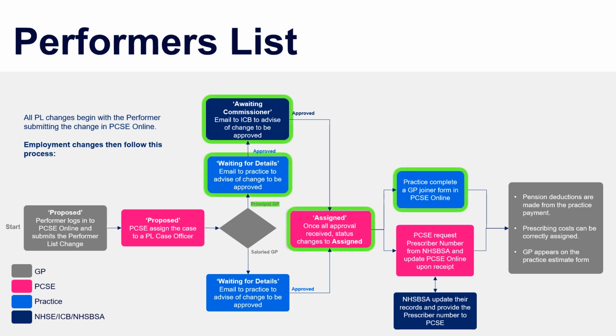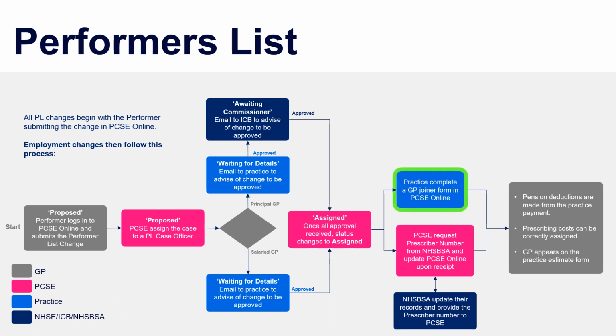If the GP in question has applied as a principal GP or has changed their status at your practice to a principal GP, i.e. GP partner, once the request has been approved by the practice, it will then be the responsibility of the Commissioner, i.e. the ICB, to start the contract change and then approve the request in PCSE Online. If the GP has submitted a request to join the practice as a principal, i.e. GP partner, the ICB will only see the request once it has been approved by the practice.